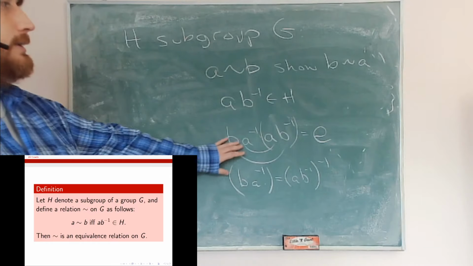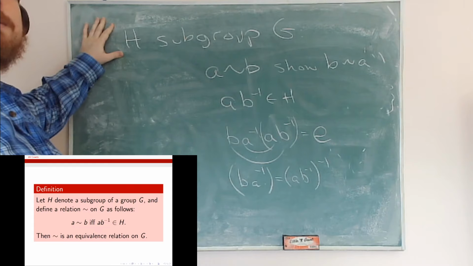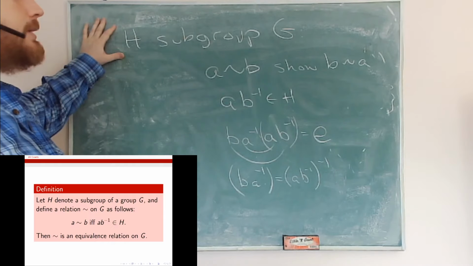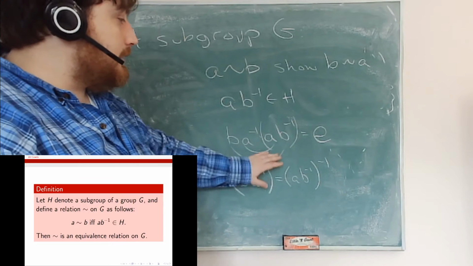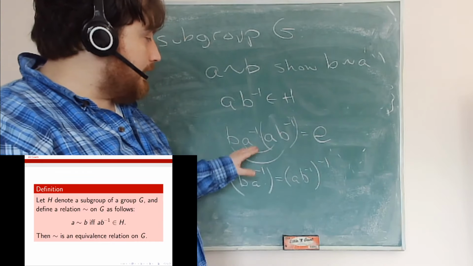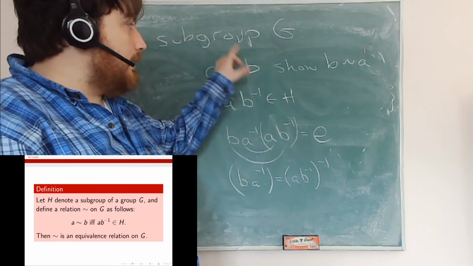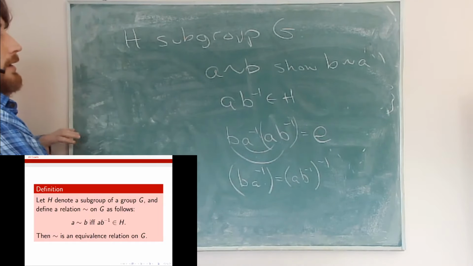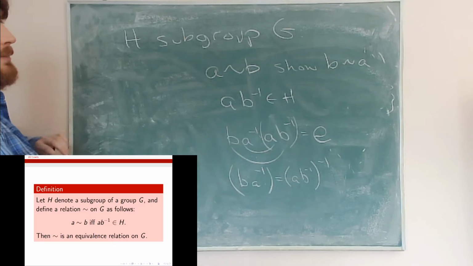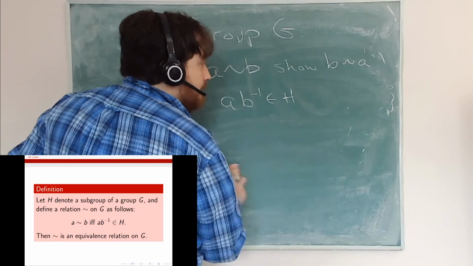So the point here is that H is a group. So is H closed under inverses? Yes, H is closed under inverses because it's a group. Therefore, if AB inverse is in H, necessarily the inverse of that has to be in H. So if AB inverse is in H, BA inverse has to be in H. Therefore, if A is related to B, B is related to A. So we have reflexive and symmetric so far. The last thing to do is show transitive.